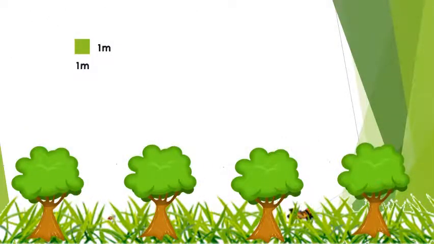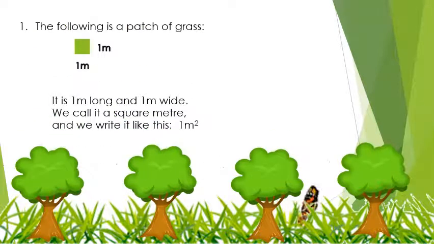The following, boys and girls, is a grass patch. It is 1 meter long and 1 meter wide, as you can see, and we call it a square meter. And this is how we write it: 1 m for meter and a baby 2 for square. So we read it 1 meter squared.